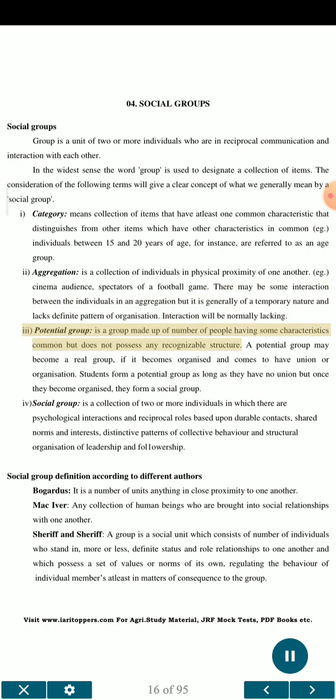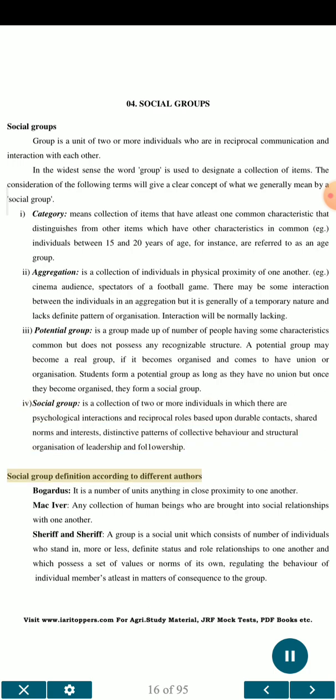III. A potential group is a group made up of a number of people having some characteristics in common but does not possess any recognizable structure. A potential group may become a real group if it becomes organized and comes to have a union or organization. Students form a potential group as long as they have no union, but once they become organized, they form a social group. IV. A social group is a collection of two or more individuals in which there are psychological interactions and reciprocal roles based upon durable contacts, shared norms and interests, distinctive patterns of collective behavior and structural organization of leadership and followership.